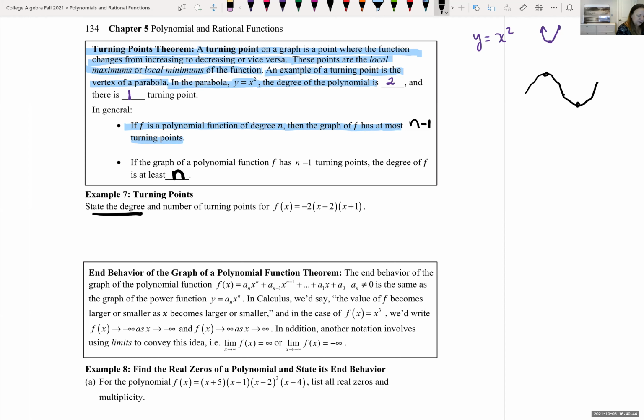So state the degree and number of turning points for the following. So if we multiplied this out, and I'm not going to do that, you should be able to look at this and figure it out without. If you multiply this out, then we should have an x squared term, so our degree is 2. And the number of turning points is going to be just one turning point.